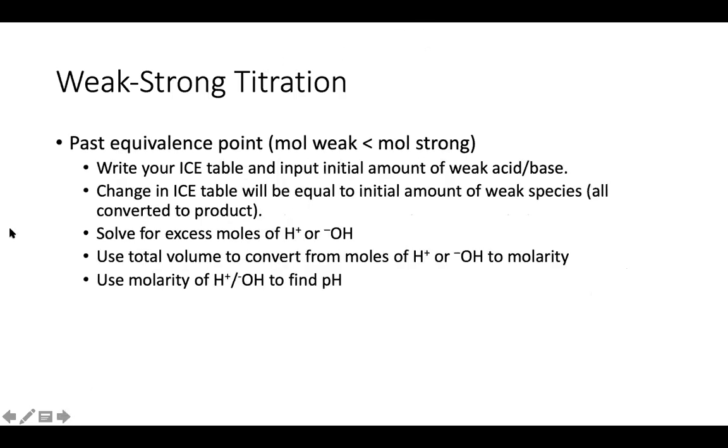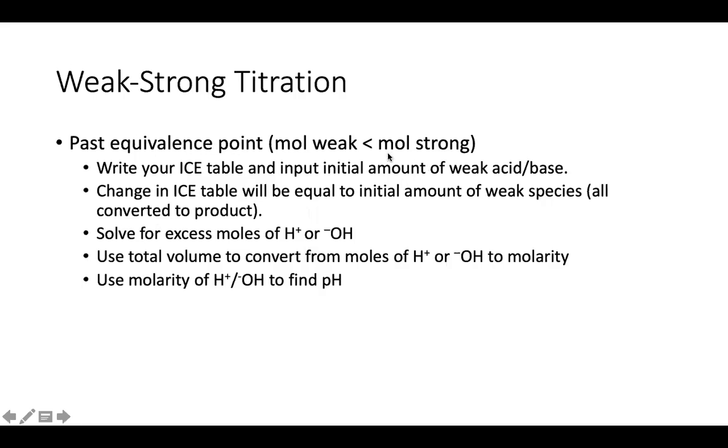Okay, so we're going to go to the last circumstance, which is past the equivalence point. In this circumstance, the moles of our weak acid or base are going to be less than the moles of our strong acid or base added. So again, we're going to write our normal equation in our ice table. And for our change, in this case, we're adding more strong species than we have of weak species. And so we're actually going to convert all of our reactant into product here.